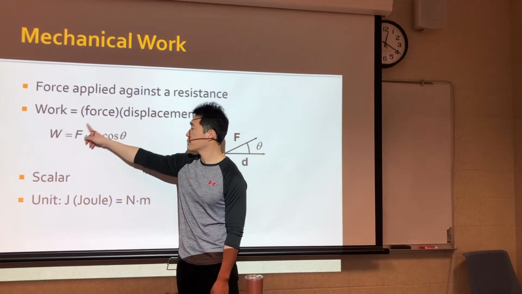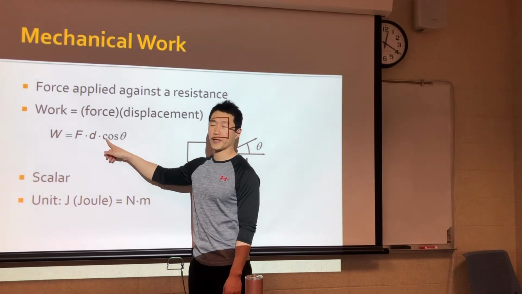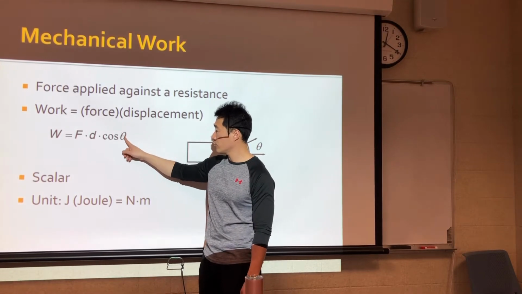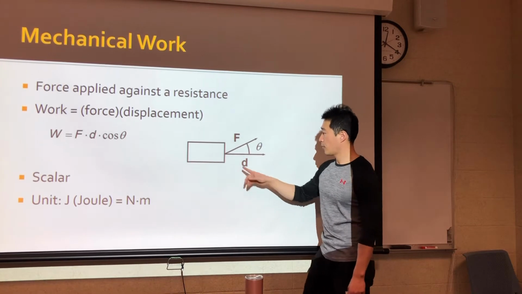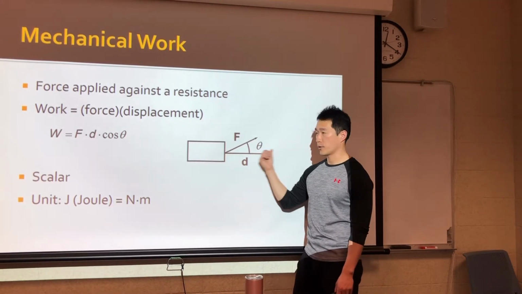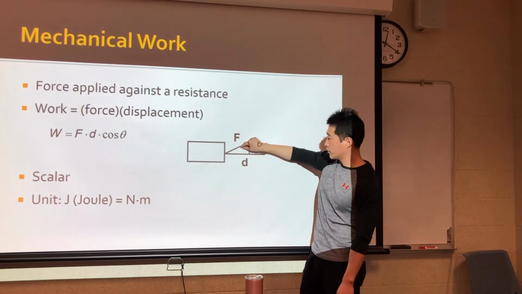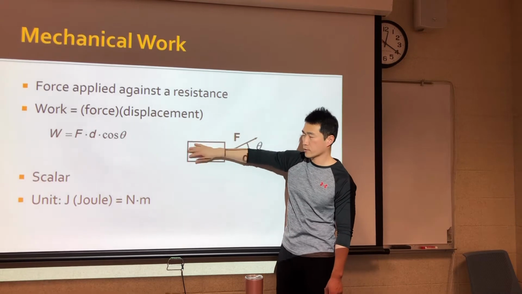So the force and displacement, and one more, cosine theta. Theta means the angle between force and displacement. Right here, we have a box. I want to move this box this way, but my force is acting diagonally upward. If my force is larger than friction, I can move this box this way.